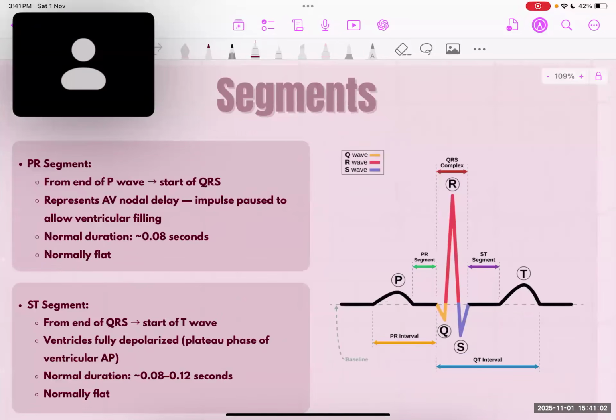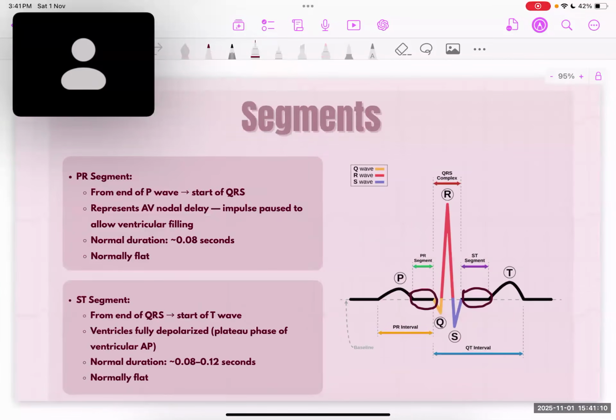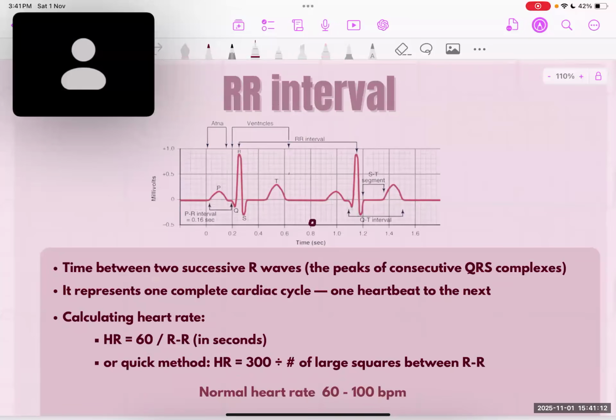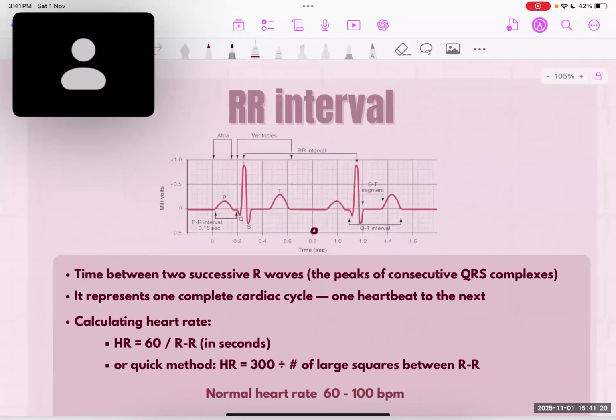We have the PR segment, which is here, and we have our ST segment, which is here. The 60 is because you are calculating in minutes, and right now we're at seconds, so 60 is for that. And 300 is a standard value they've calculated, so you can use it for a faster way. It's not the most accurate since it's better to count the small boxes, but if you're just getting an average value, you can quickly divide by 300.